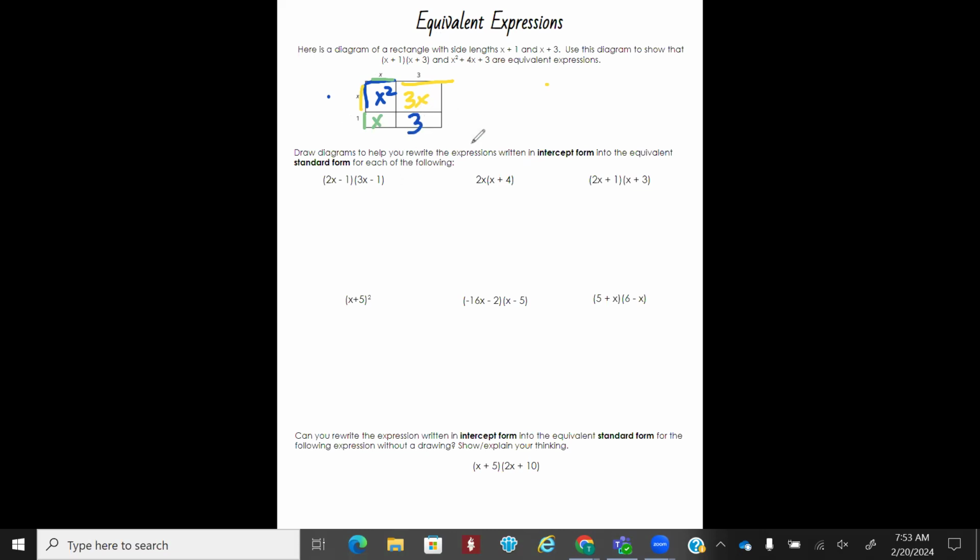When I add up everything, that means I'm going to get x squared plus 3x plus x plus 3. I'm going to combine my like terms. So this will give me x squared plus 4x plus 3.